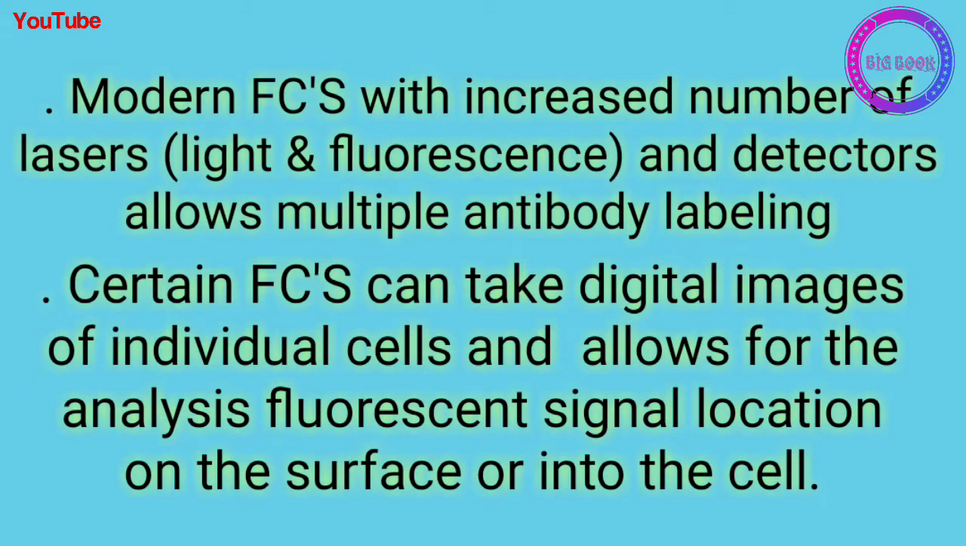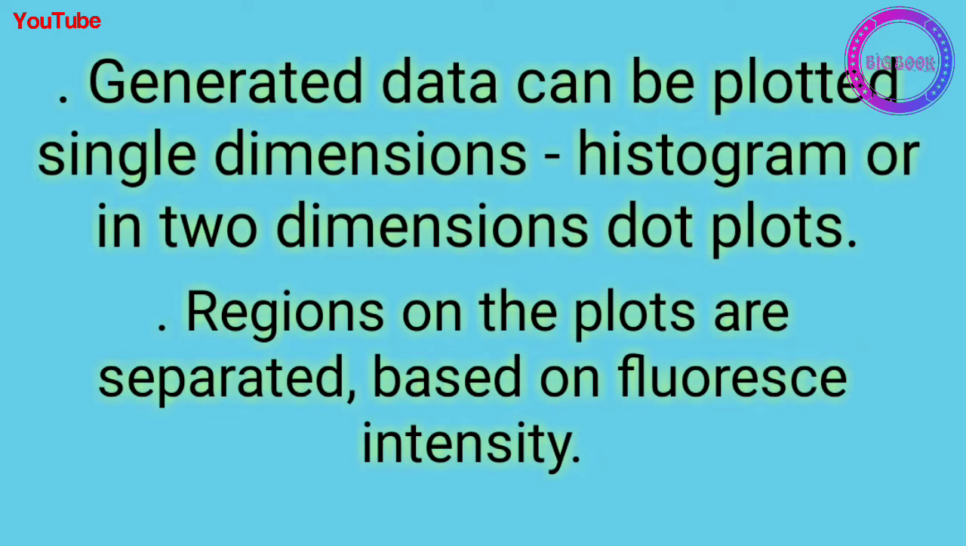Coming to the next slide, generated data can be plotted in a single dimension as a histogram, or in 2 dimensions as dot plots. Regions on the plots are separated based on fluorescence intensity. So here we have given enough information about flow cytometers and how they work on the basis of the principle, and also the components which are used.